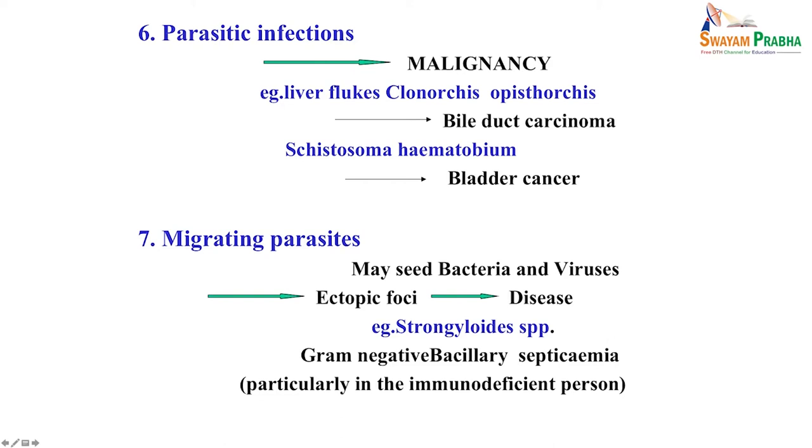causes bladder carcinoma. Or many times the parasites migrate in the human body and carry bacteria and viruses with them. So they can produce gram negative septicemia in a patient who was originally not infected by these bacteria, but because the parasite is carrying them to different areas of the body, it can cause infection and lead on to systemic infection.